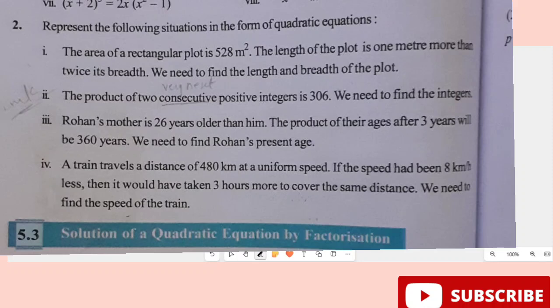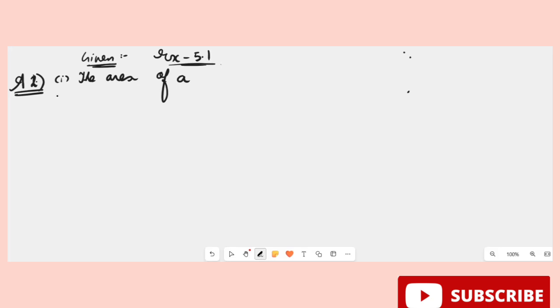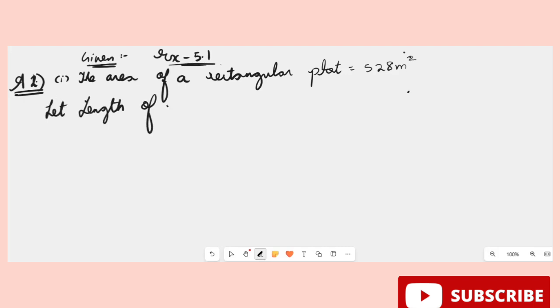Whenever these types of word problems are given, first write down the given. So what is given to you in this question? The area of a rectangular plot is given. How much is the area of the rectangular plot? 528 meters square. And for the length of the rectangular plot, you'll write here: let the length of the rectangular plot be L. And let the breadth of the rectangular plot be B.